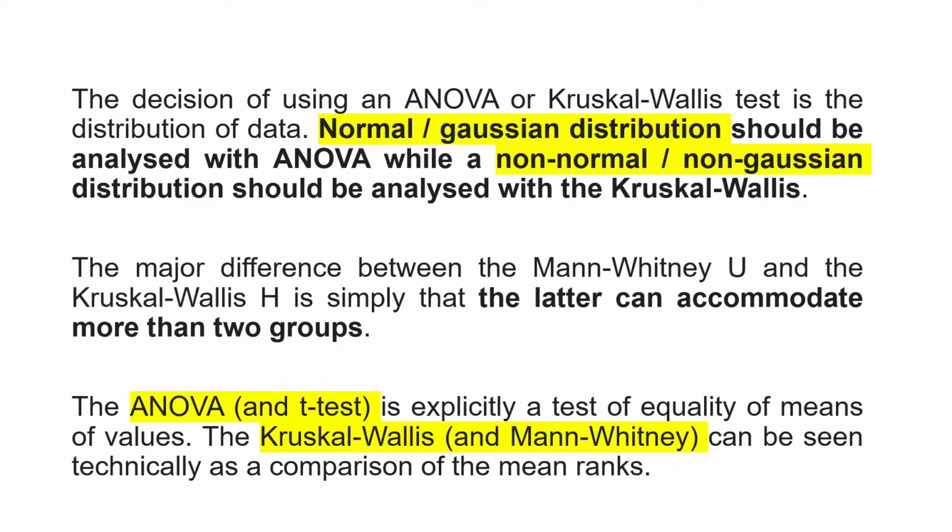The ANOVA and t-test is explicitly a test of equality of means of values, while Kruskal-Wallis and Mann-Whitney can be seen technically as a comparison of the mean ranks. There are actually a lot of resources or sources of information that you can use to be able to properly understand more about these different concepts. But if you are a statistician, then you have an advantage on the technical usage of these concepts. Now let's go back to our project.